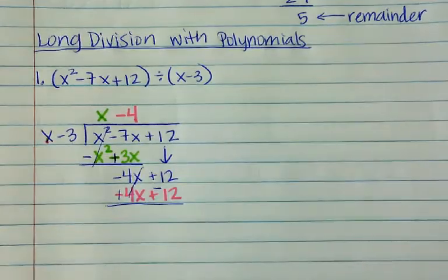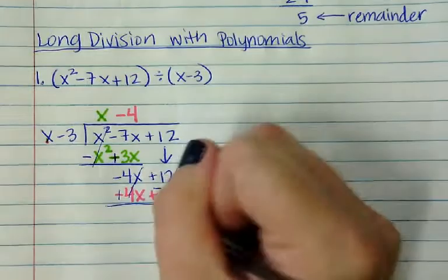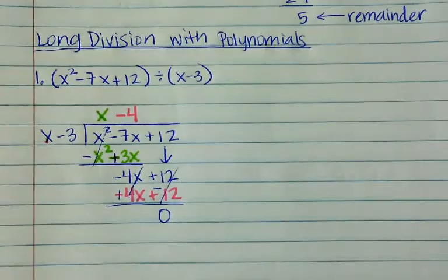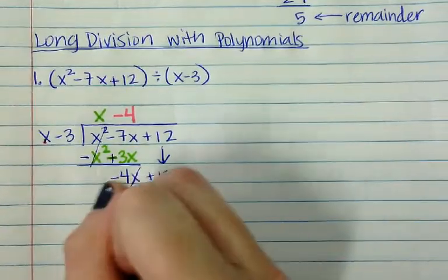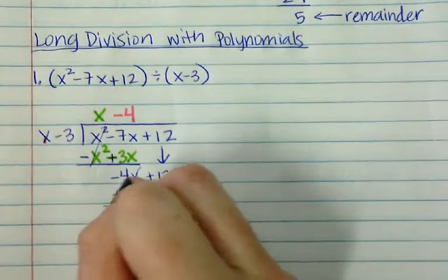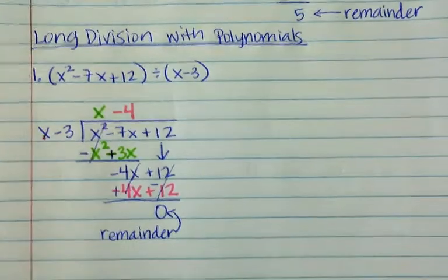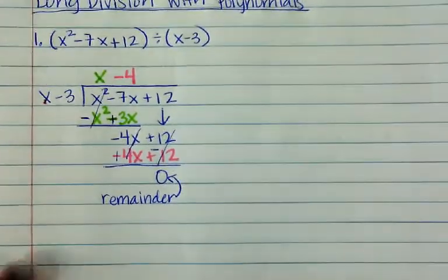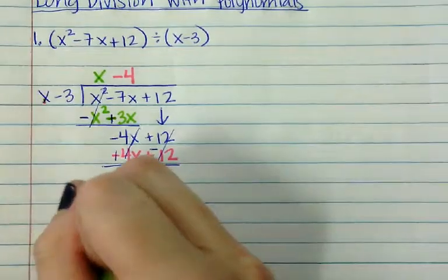So what is my remainder for this problem right here, y'all? Yeah, my remainder is just 0. So this right here is the remainder. The remainder is 0. So my final answer right here, guys, is going to be x minus 4. We're going to do it a few more times to get some practice, okay? So for you guys to get in the groove here.